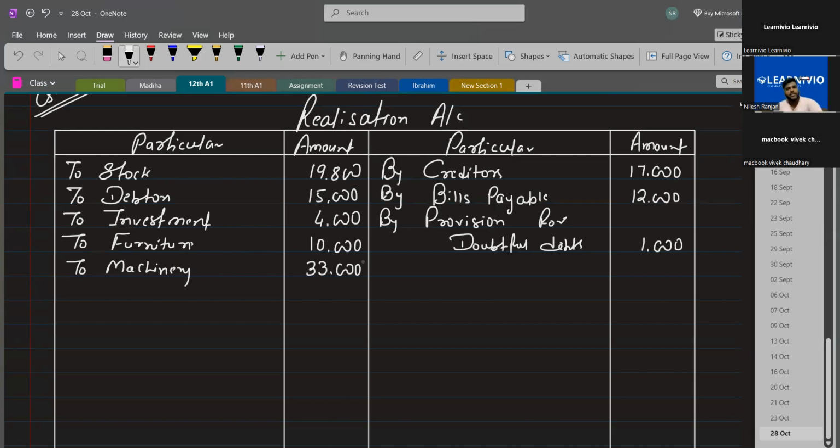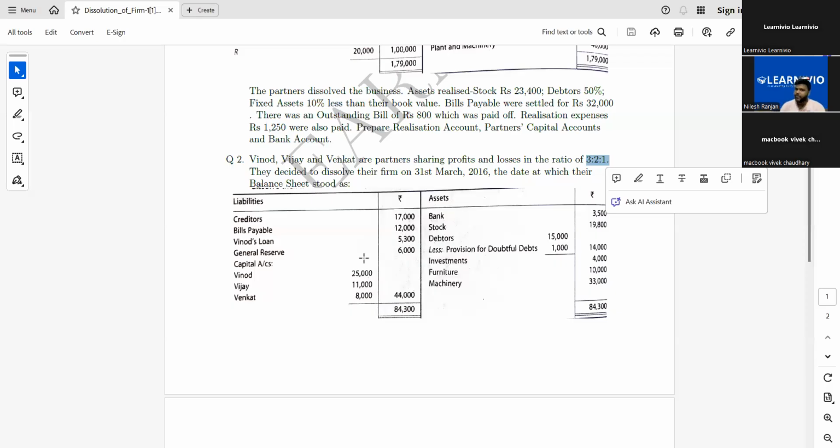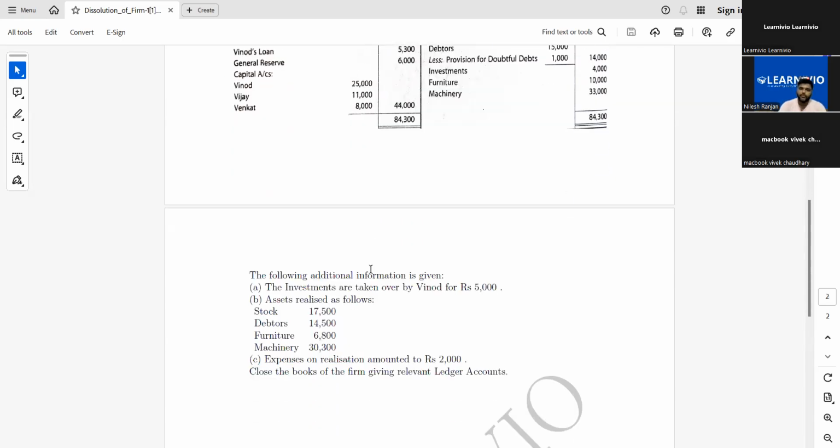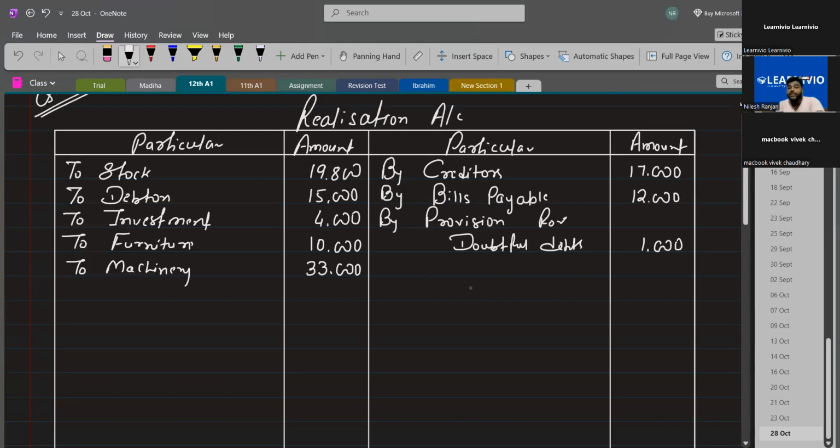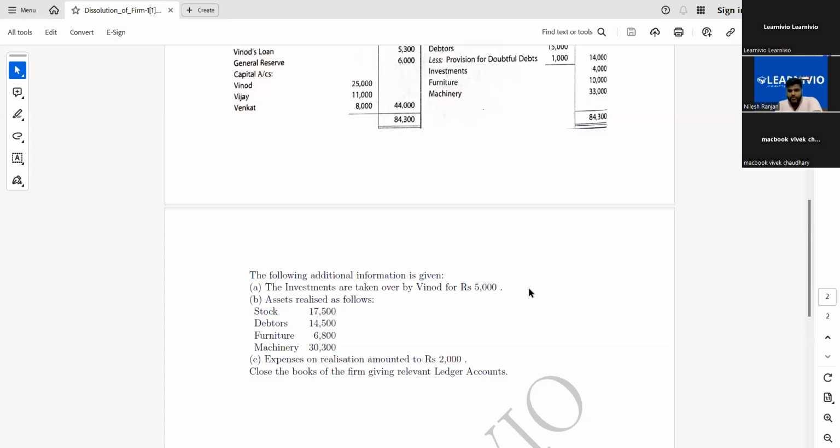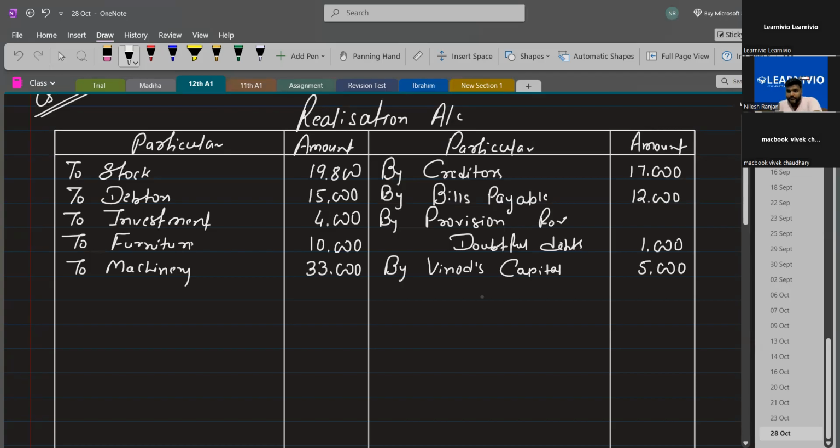Yes, sir. We have transferred all the items from the balance sheet. Now there is nothing left in the balance sheet, so we have cleared the balance sheet. Now we will go to additional information. The investment is taken over by Vinod for rupees 5,000. So we have to write by Vinod capital account. If Vinod has taken it, it means he will not pay cash. He will take the asset and the other partners will deduct this amount from his capital. So by Vinod capital, investment, 5,000.